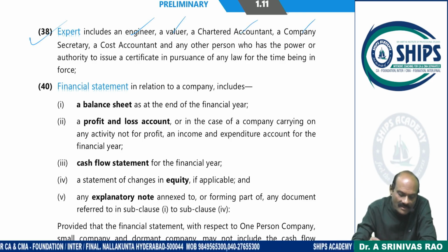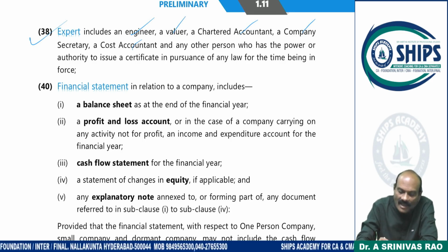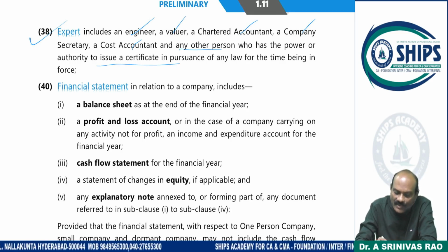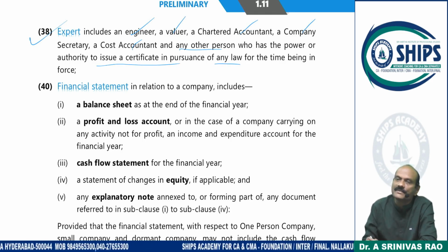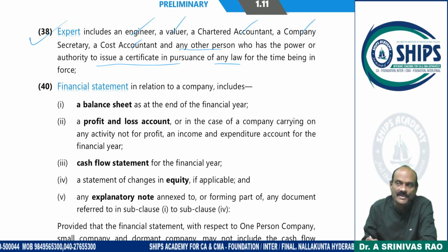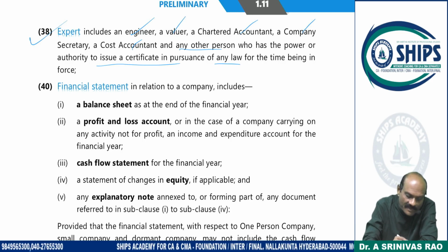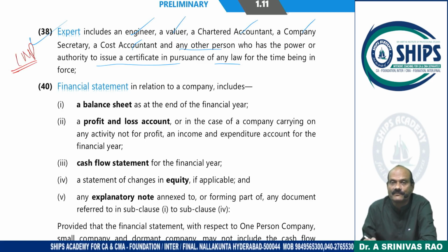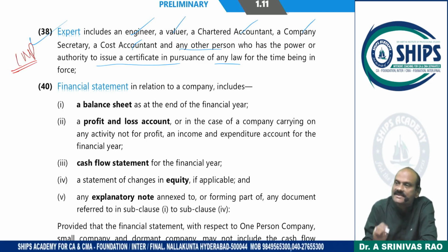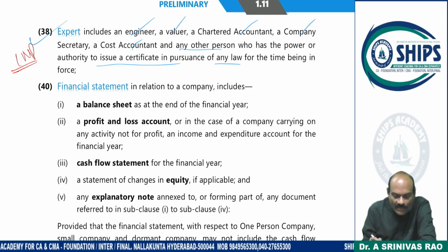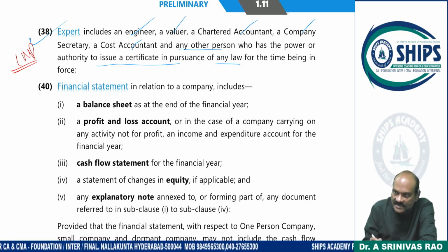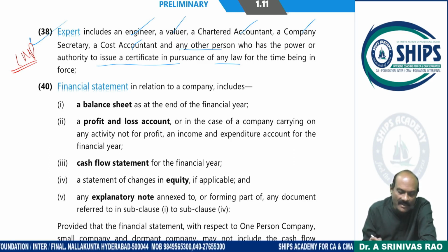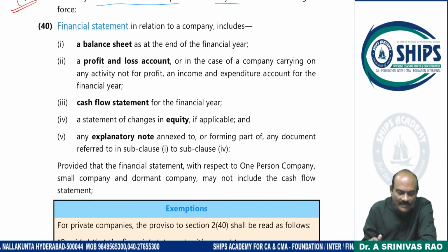And chartered accountant, company secretary, cost accountant, or any other person who has the power or authority to issue a certificate in pursuance of any law for the time being in force. If you see the previous question papers, this expert definition itself was asked as a short answer. Define expert, a 4-mark or 2-mark question. This is important: an engineer, valuer, CA, CMA, CS, or any other person with power under any authority to issue a certificate under law for the time being in force.